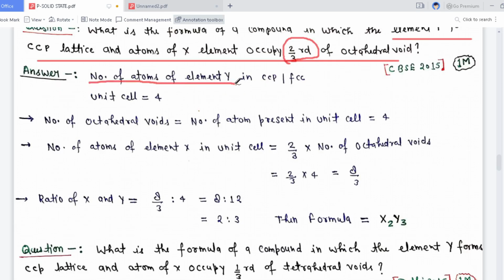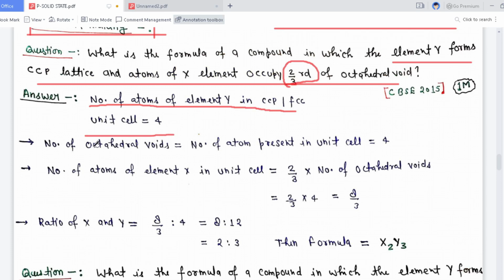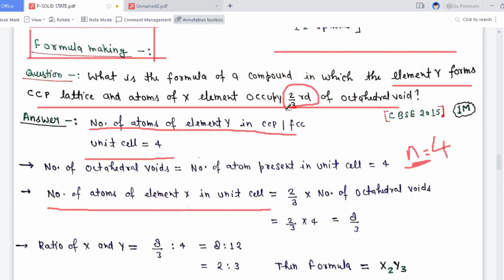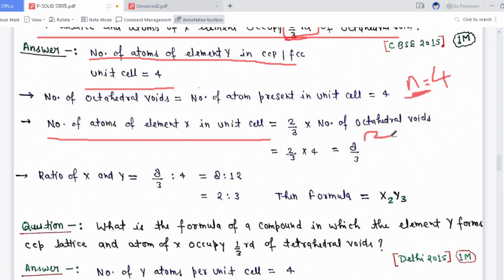So first of all, you take the number of atoms of Y in the CCP or FCC unit cell, which would be 4. Obviously. Then you take the number of octahedral voids. The number of octahedral voids is n, and what is n here? It is 4. So the number of octahedral voids is 4. Next, you have to take the number of atoms of element X in the unit cell. How much is X given? It's given 2 by 3. So multiply 2 by 3 into 4. It's 8 by 3.